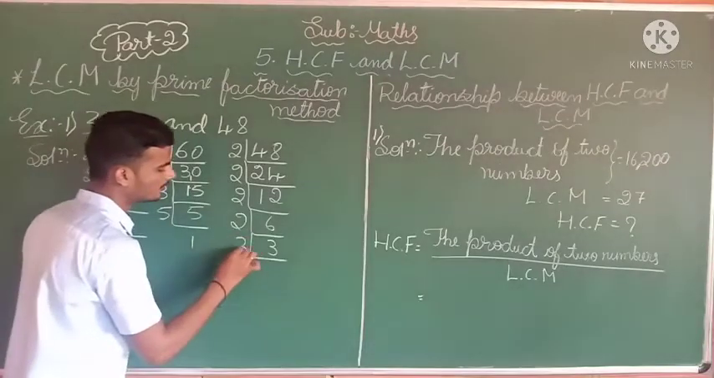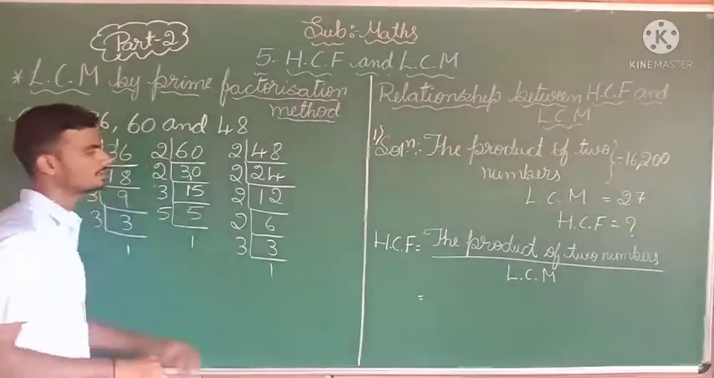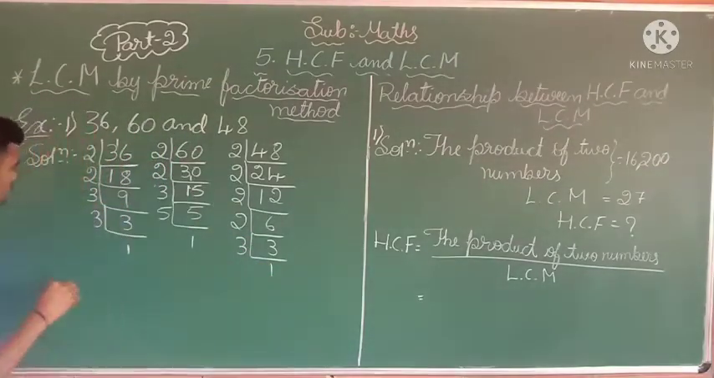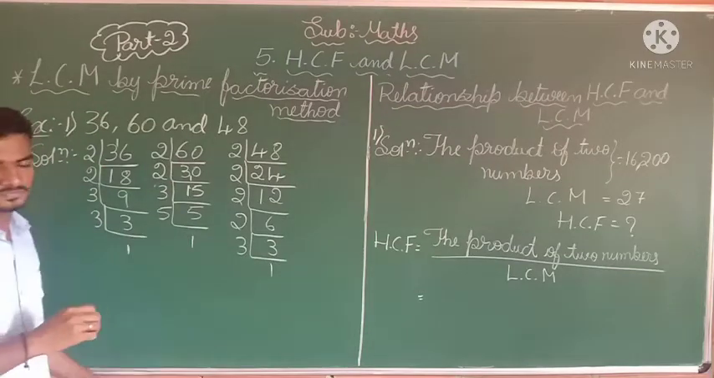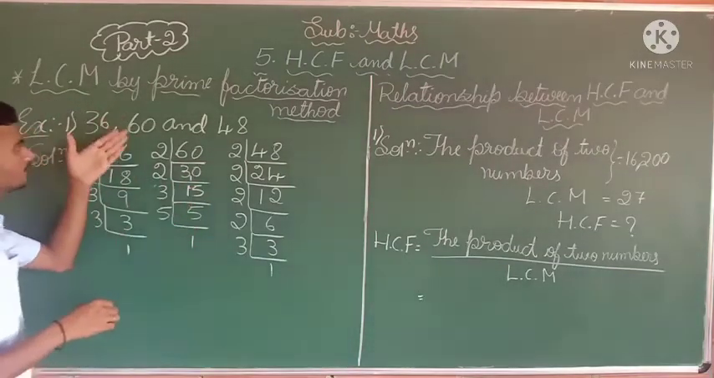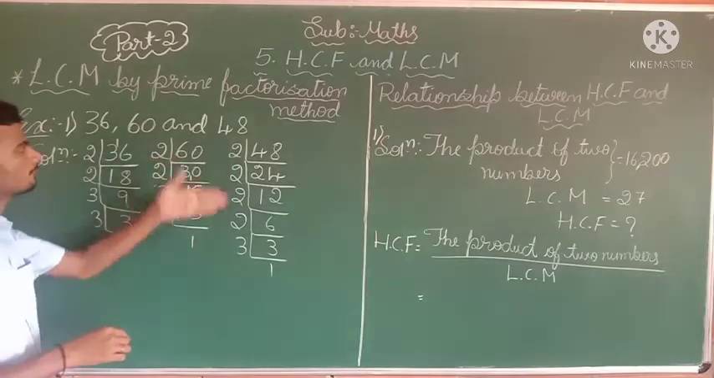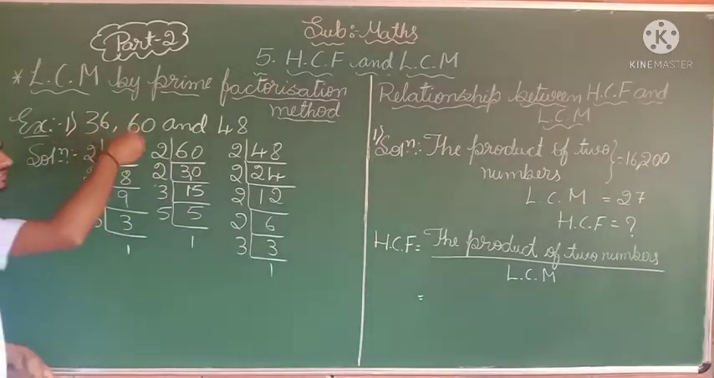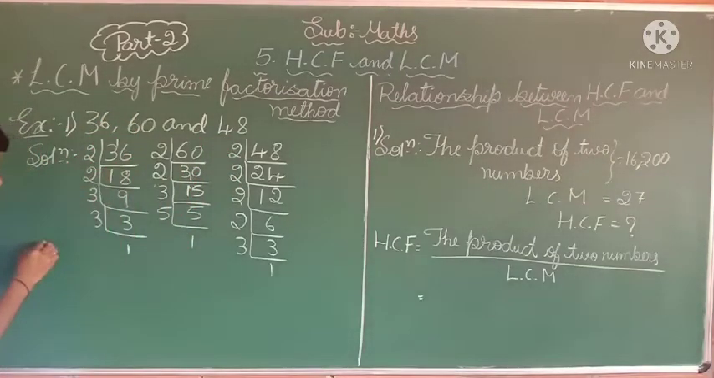So we will take 3. Okay. 3 ones are 3. These are the numbers we will find. Now we have to write down the factors of 36, then 60 and 48. What we have found, this itself we want to write here.